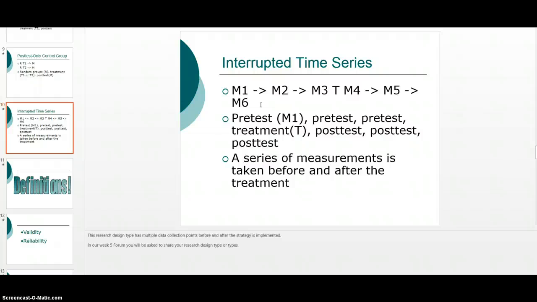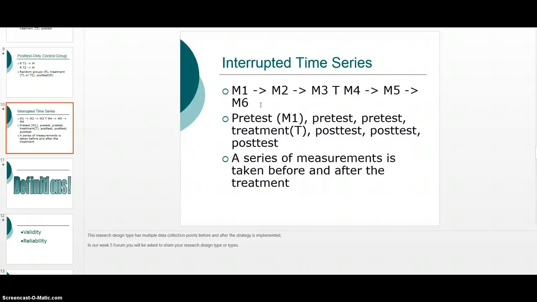Now, in our week 5 forum, you're going to be asked to share what your research design type or types is or are. And you might have one or two. For example, for one of your pieces of data, you might be doing a student survey, and you might only be doing it after the strategy is implemented. So that would be a single measurement.